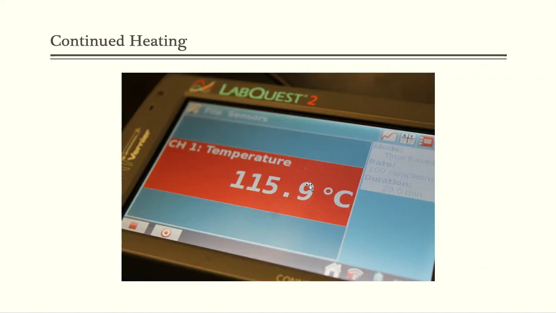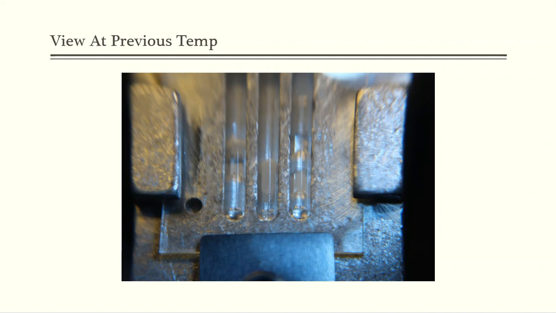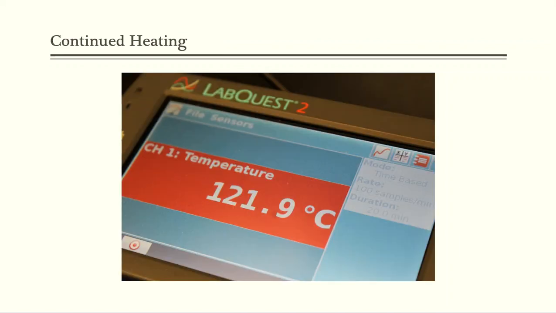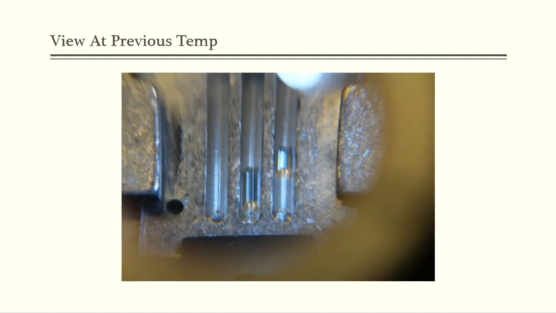At 115.9, I then look at the viewfinder again, and this is what we see. So these crystals are beginning to melt at this point. And I say beginning because I can still see solid plugs inside of these capillary tubes. So it's not fully melted at this temperature, but it did begin to melt at about 115.9 or 116 degrees. And then at 121.9, what I see is finally all of the crystals completely melted at this point. So everything is liquid at this temperature. This would be my final temperature that I would want to record.